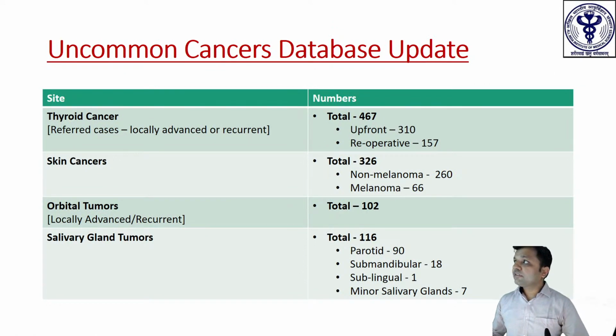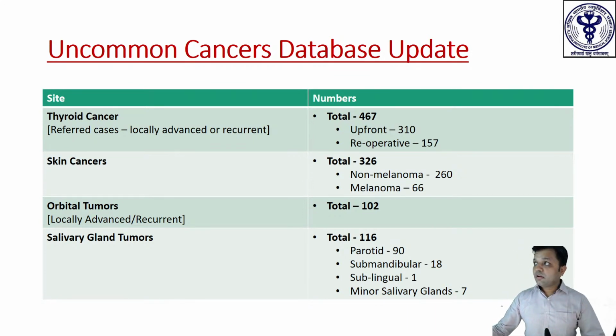There are 467 cases in the database, of which one third are of reoperative nature. The reoperative cases number 157. A manuscript on the reoperative thyroid cancers has already been prepared and is currently under review, and once published, it will be the largest such experience in world literature. In the skin cancer database, a total of 326 patients are there, of which 66 are malignant melanoma, and the rest are non-melanotic skin cancers.